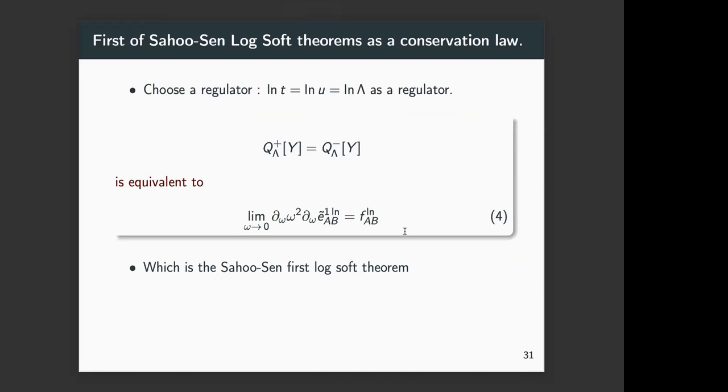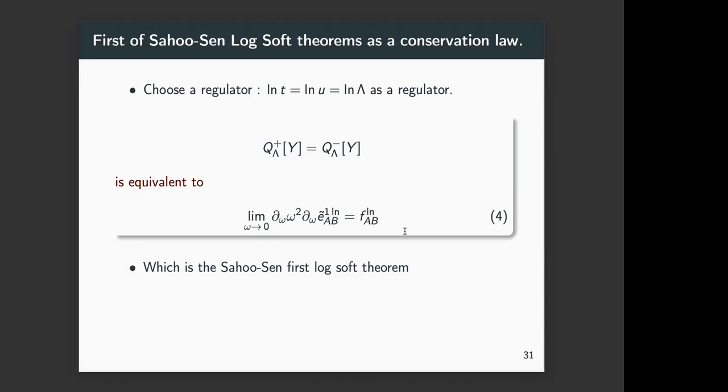So we can do a very brute force regularization. Let's say we just regulate both the log divergences in the time and in the null direction with some cutoff lambda. And then both in the past and the future, we will have some regulated charges. And here's the remarkable fact: if we now postulate that these regulated charges are conserved, then in the conservation law, the regulator drops out.